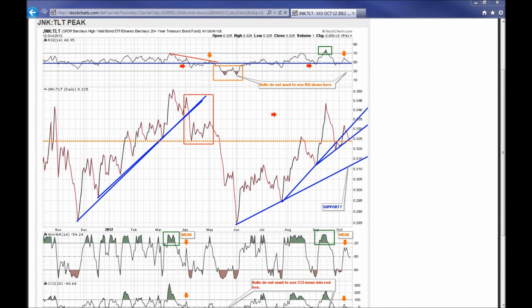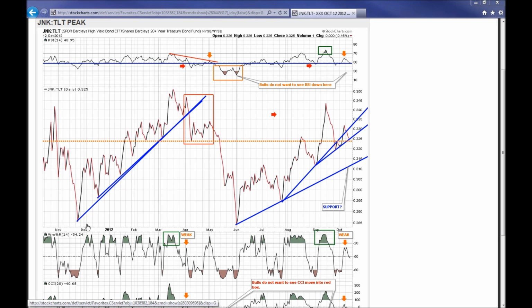This is another risk on divided by risk off ratio. This is the JNK or junk bond ETF divided by treasuries. This is a daily chart. April 1st here, May 1st here. This is the peaking process for the S&P 500.